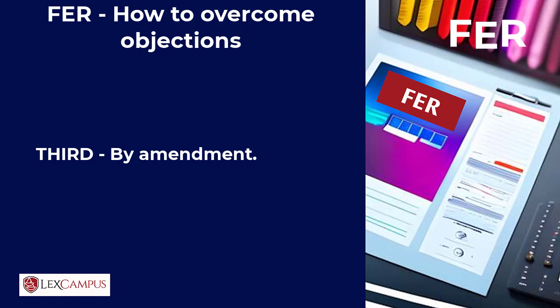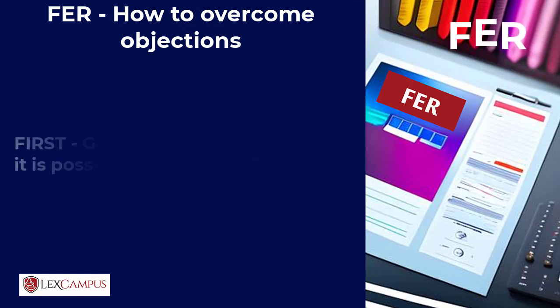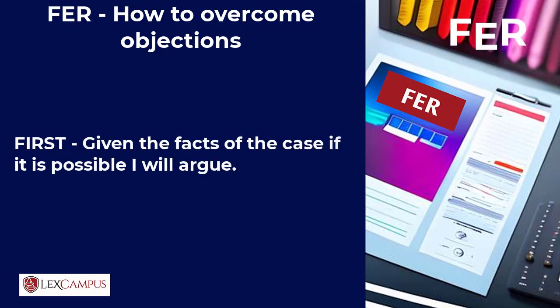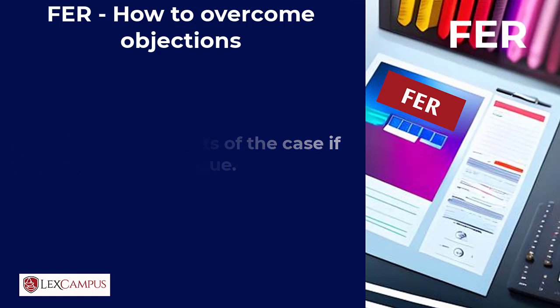So if they tell you these are the objections in FER, how do you get over it? First you will have to say that given the facts of the case, if it is possible, I will argue to say that this is different. This is only a synthetic extract of a naturally occurring substance. It is not the naturally occurring substance itself, for instance, to get over the anticipation by traditional knowledge or use of plant parts. So this will be the argument part.